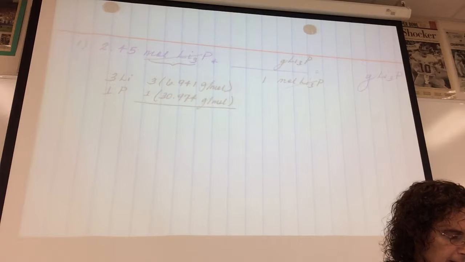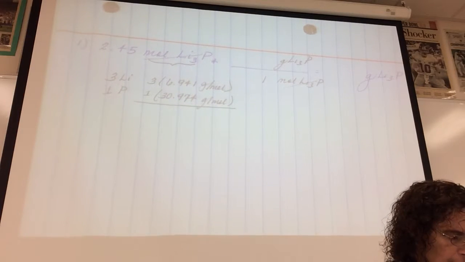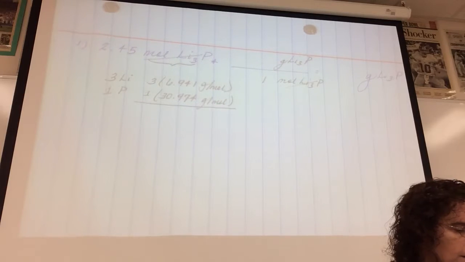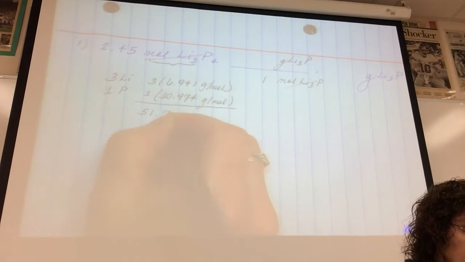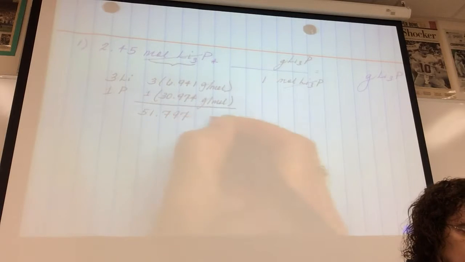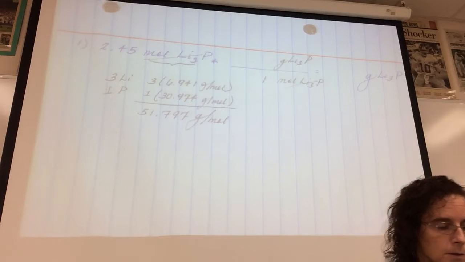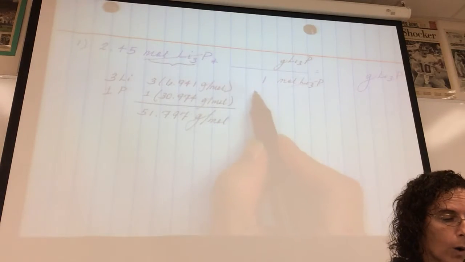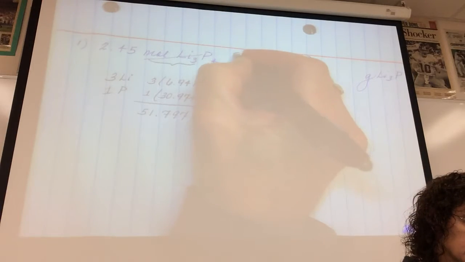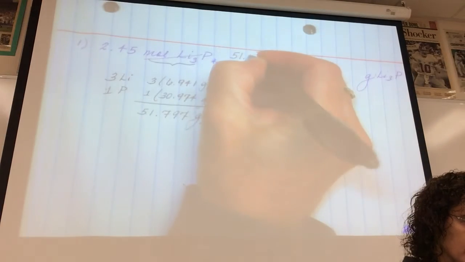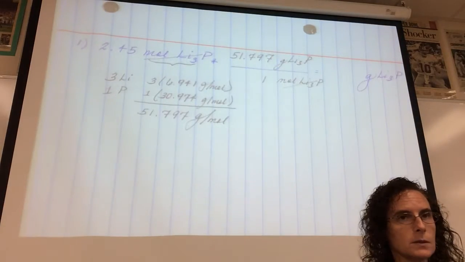And we have 3 times 6.941 plus 30.974, and that's going to be 51.797 grams per mole as the formula mass. So 1 mole of lithium phosphide has a mass of 51.797 grams.